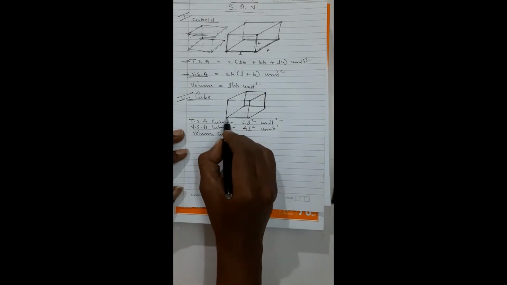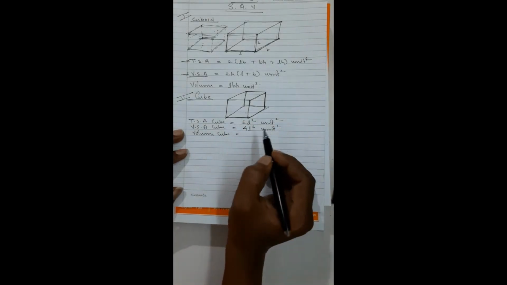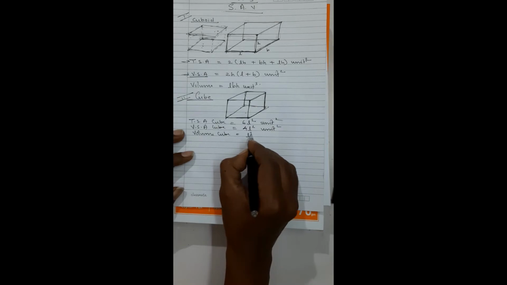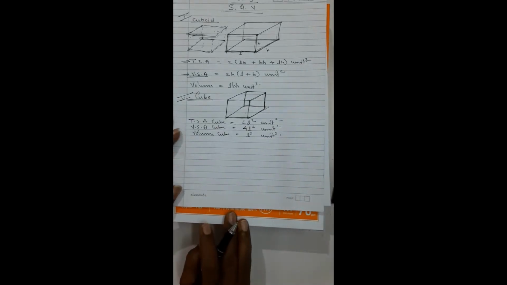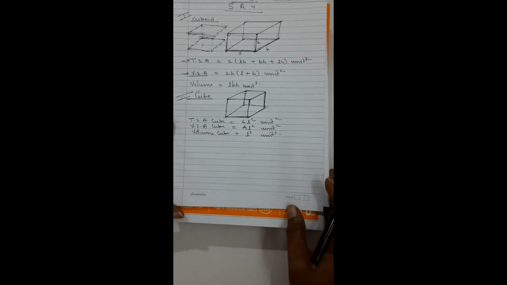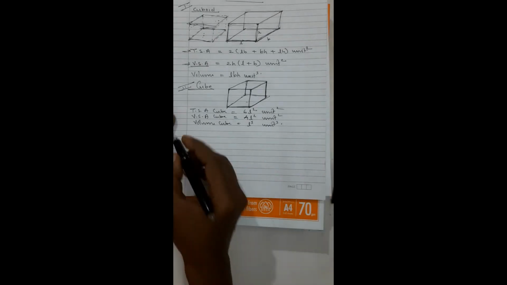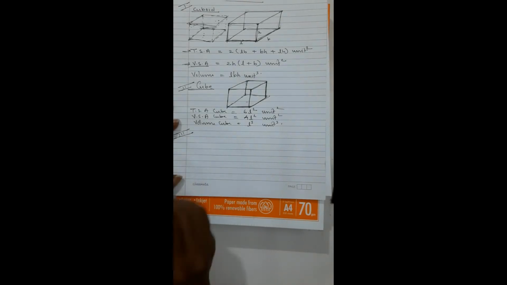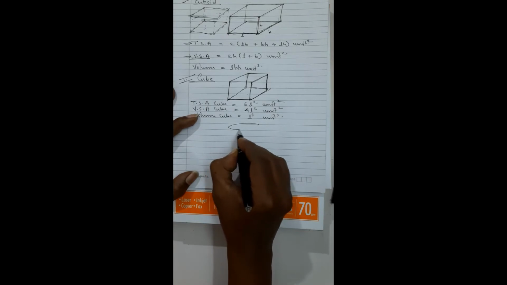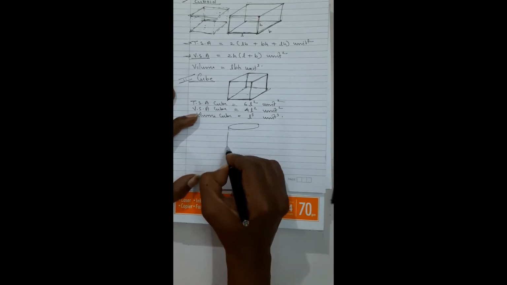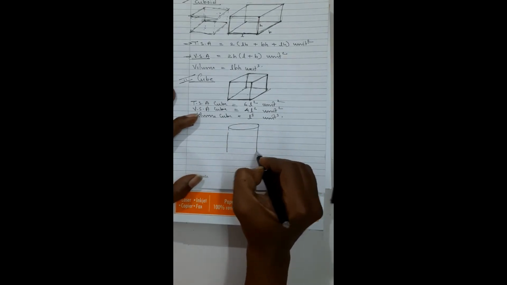That will be L into L into L. That is only L cube, and unit will be unit cube. So in this way, these are the 3 formulas minimum that you have to remember about the cuboid and the cube. Of course, the next interesting figure is cylinder.